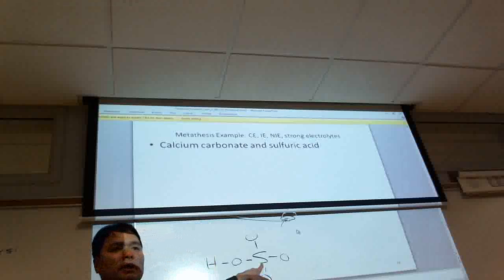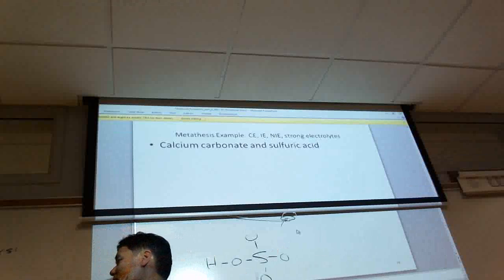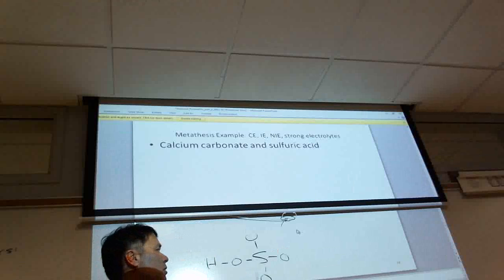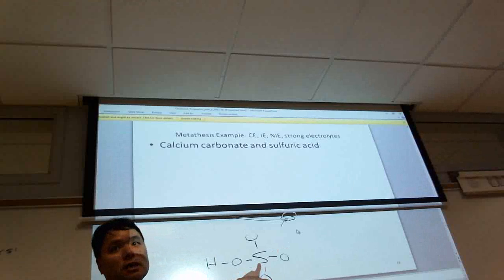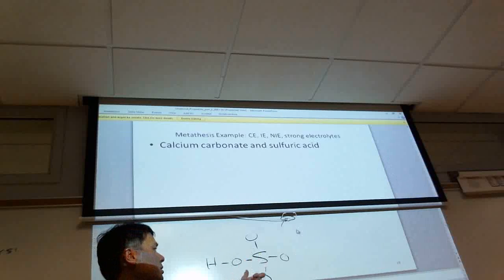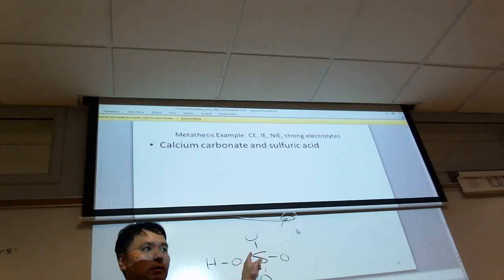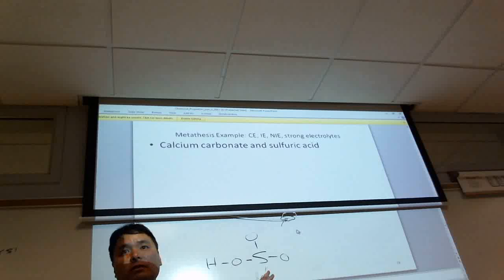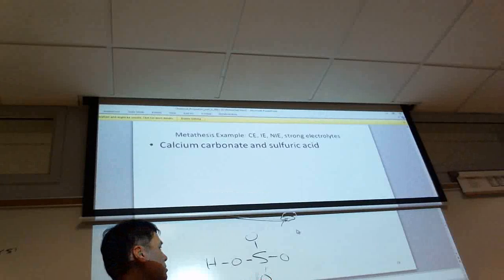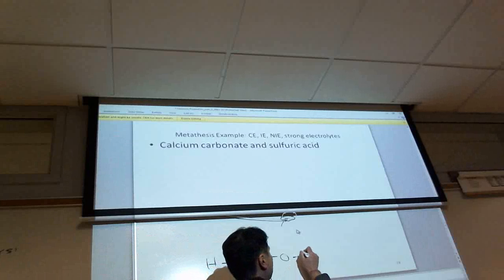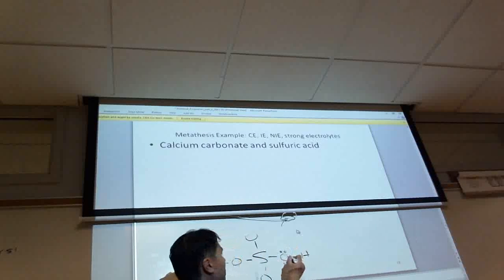Sulfur is not going to be trigonal planar like this. This sulfur should be tetrahedral. And so there's no such thing as adjacent and opposite. All sites are adjacent to each other with an angle of 109.5 degrees. And so it doesn't matter where I put the second hydrogen because they're all the same.